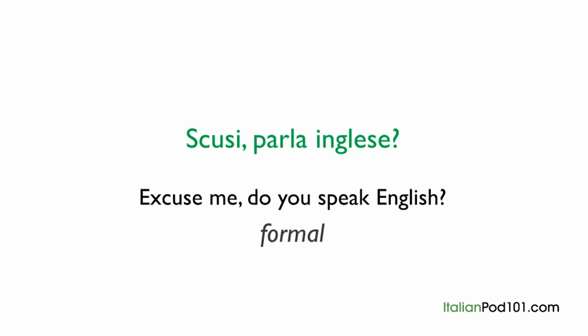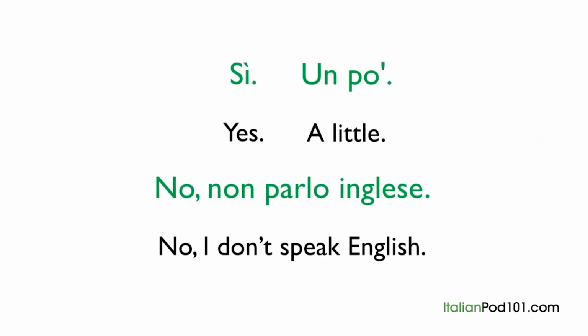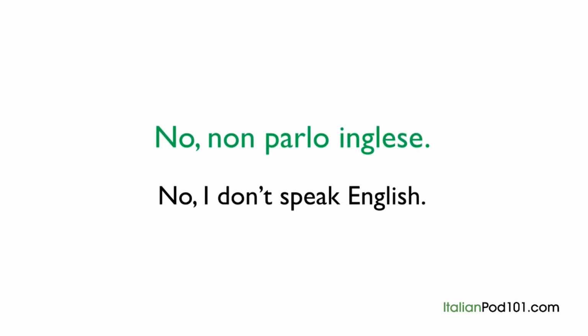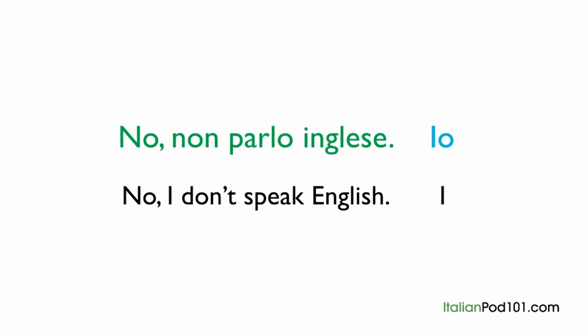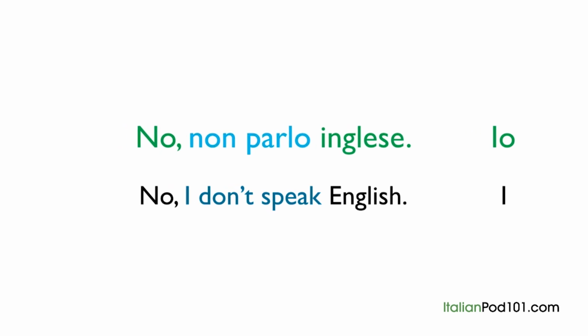The responses you will receive could be basically one of these three. Sì. Un po'. No, non parlo inglese. Since this last one is a negative statement, we should say non before the verb. With io, Italian for I, the verb changes into parlo. That is why I do not speak is non parlo.